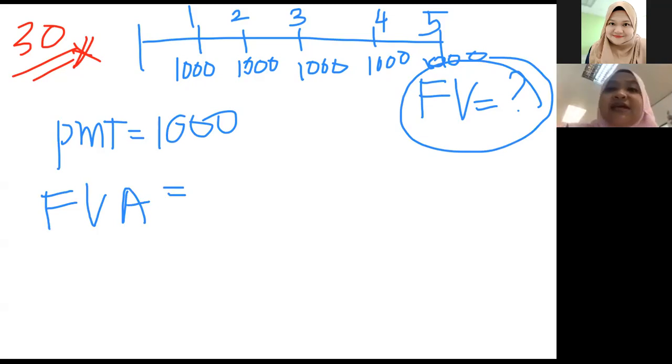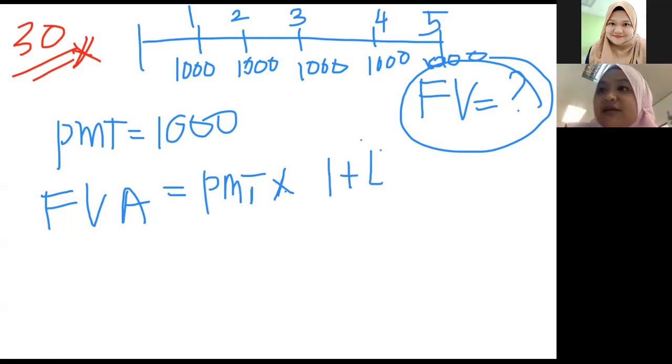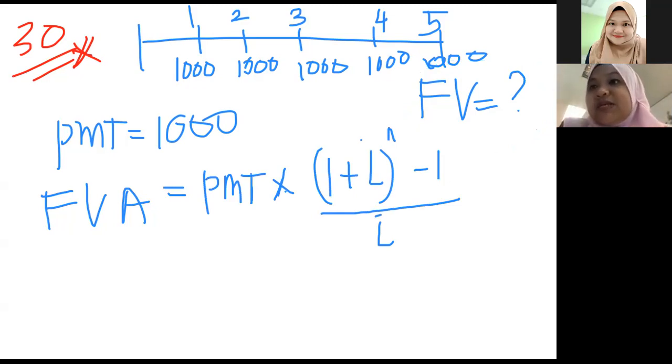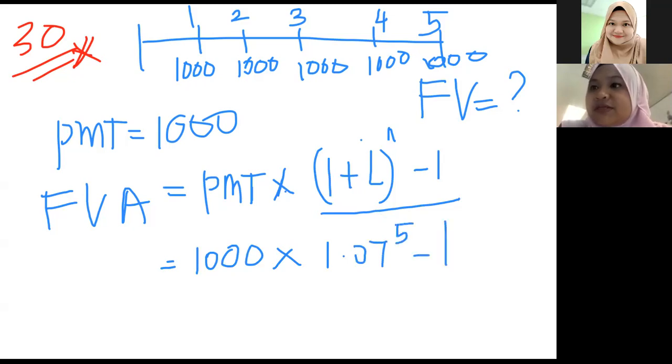So the formula of FVA is payment times 1 plus I to the power of n, minus 1, divided by I. So this is the formula. If you want to use the formula, you can just apply it. So payment is 1,000 ringgit times 1.07 to the power of 5, minus 1, divided by I, which is 0.07.